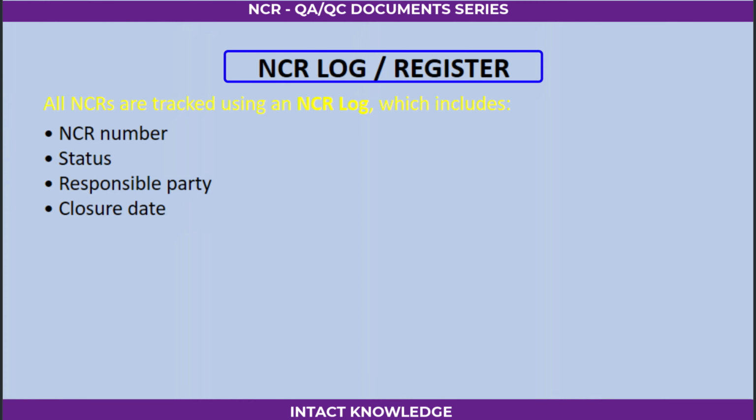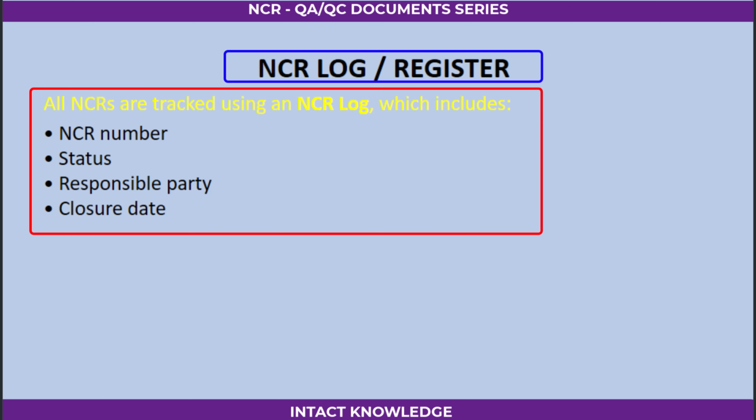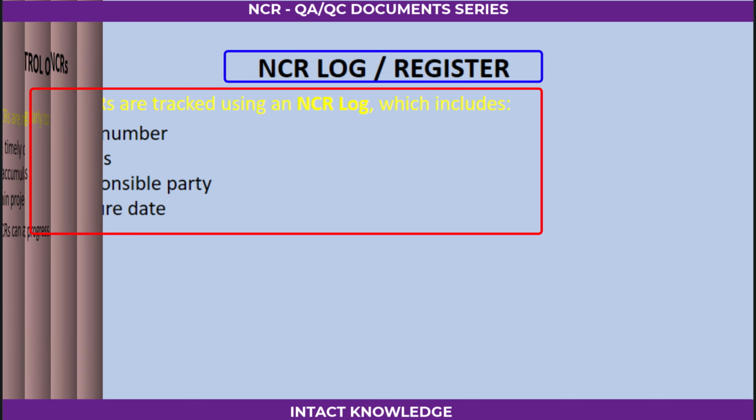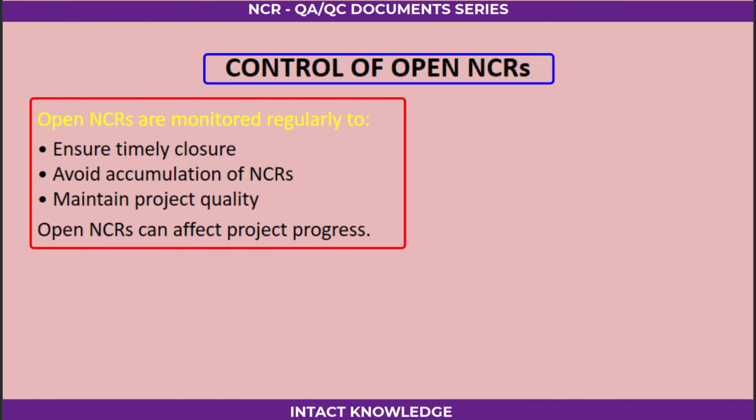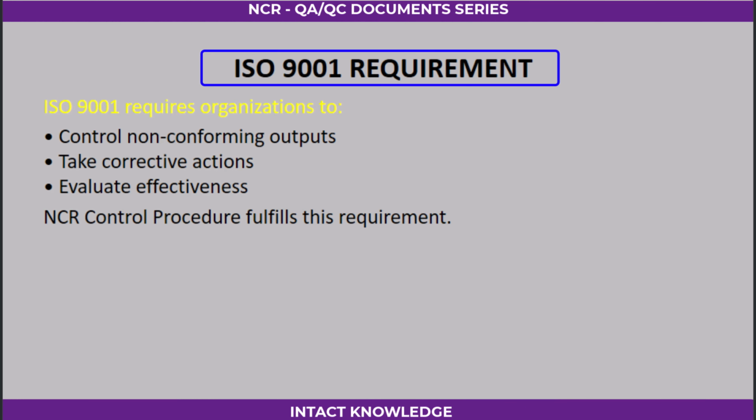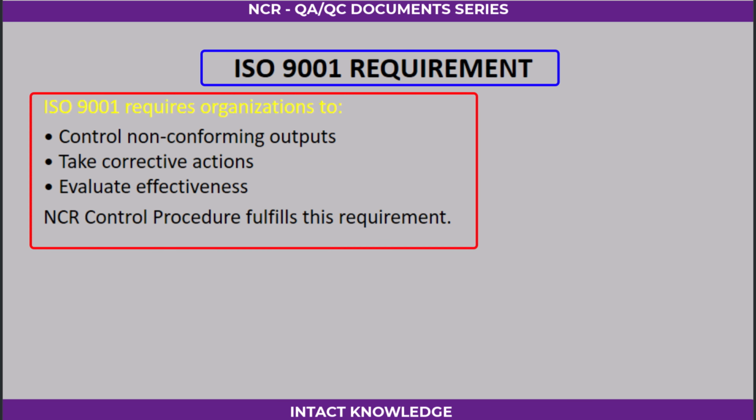NCR log, or register. All NCRs are tracked using an NCR log, which includes NCR number, status, responsible party, and closure date. This helps monitor quality performance. Control of open NCRs. Open NCRs are monitored regularly to ensure timely closure, avoid accumulation of NCRs, and maintain project quality. Open NCRs can affect project progress. ISO 9001 requirement. ISO 9001 requires organizations to control non-conforming outputs, take corrective actions, and evaluate effectiveness. NCR Control Procedure fulfills this requirement.